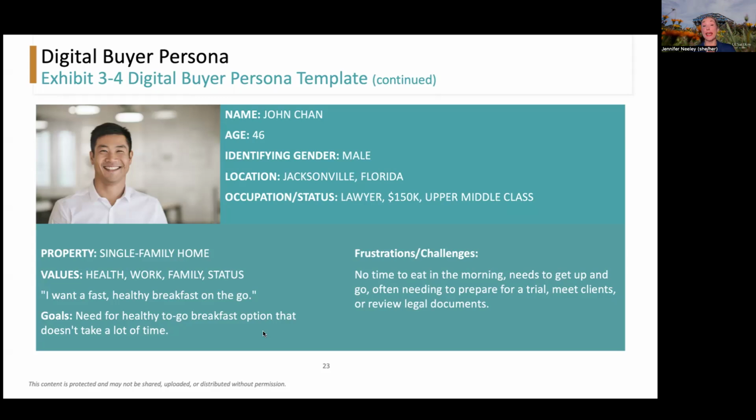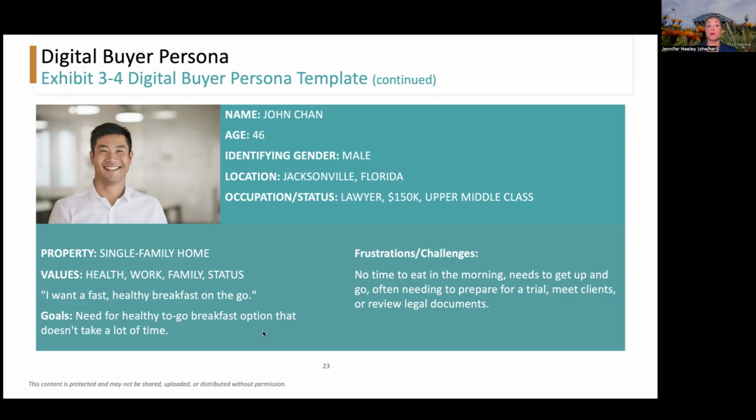So if this were my area of expertise and I was going to market with this, I'd want to put more detail around this if I could. Frustrations and challenges: no time to eat in the morning, needs to get up and go, often needing to prepare for a trial, meet with clients, or review legal documents.